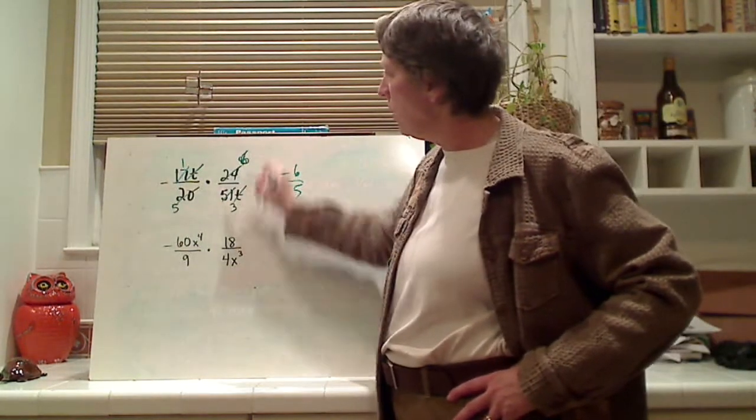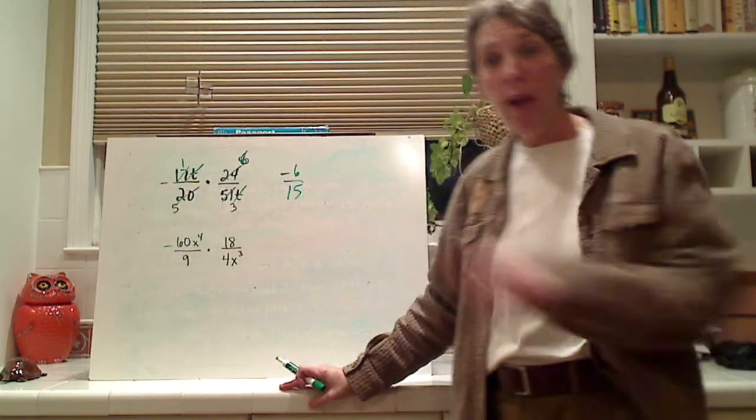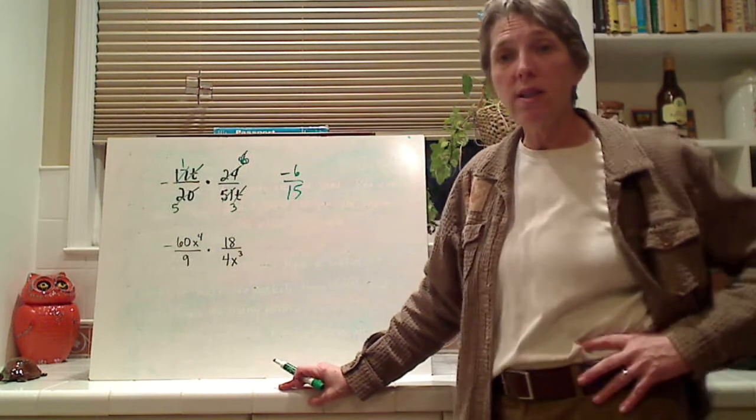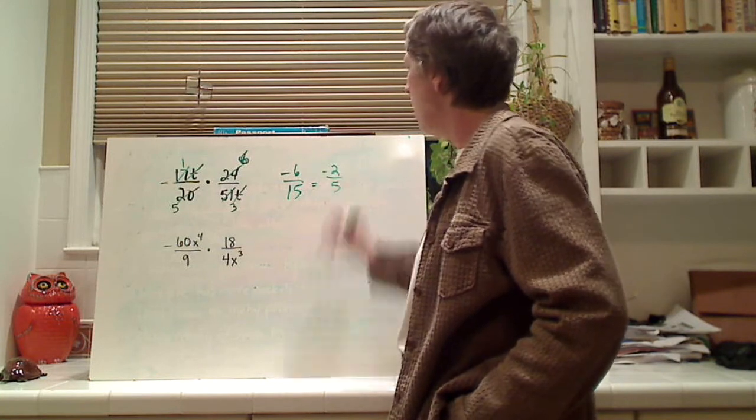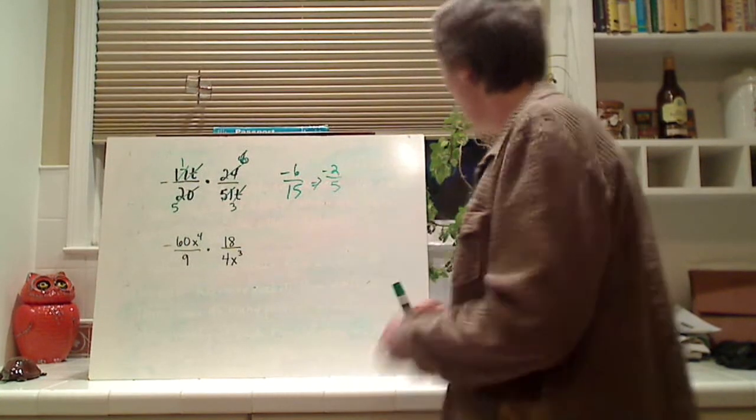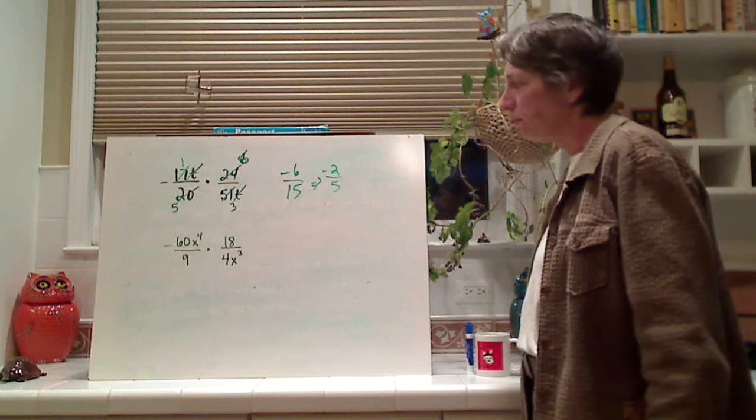I didn't catch 3 goes into 6 here right away. But I should catch it here and go ahead and simplify my fraction. 3 goes into both, so I get negative 2 over 5. That's my final answer. And again, therefore.